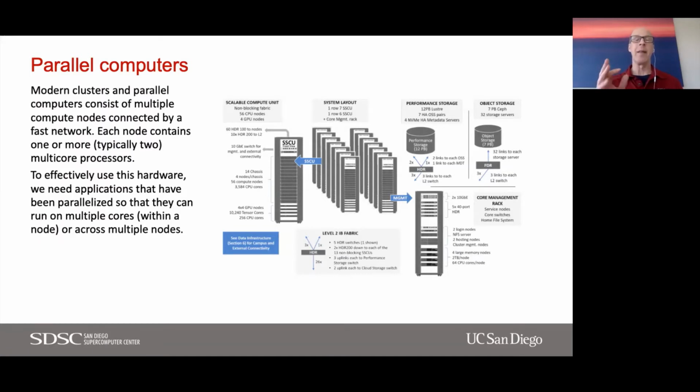What makes this a parallel computer is the network, and a lot of money goes into the fast interconnect so that these compute nodes can communicate with each other. Typically, the nodes are going to contain one or more, generally two, multi-core processors. And as I mentioned earlier, to effectively use this hardware, we need applications that have been parallelized so that they can be run on multiple cores within a node or across multiple compute nodes. What I'm showing here on the right, and since we're going to be talking about Expanse at the end, I'm not going to go into the details, is a logical view of a supercomputer, showing the types of compute nodes, networking, and storage that we have.